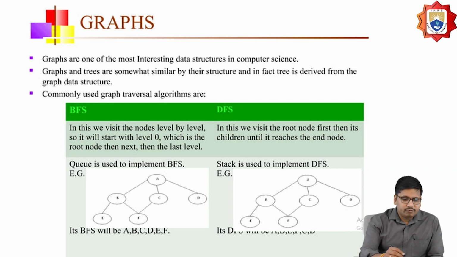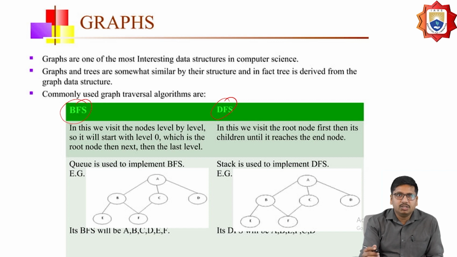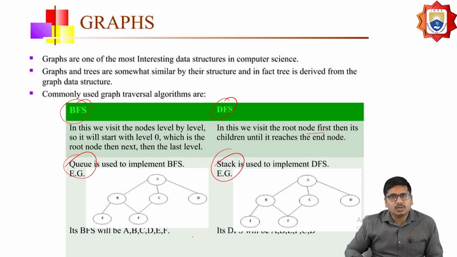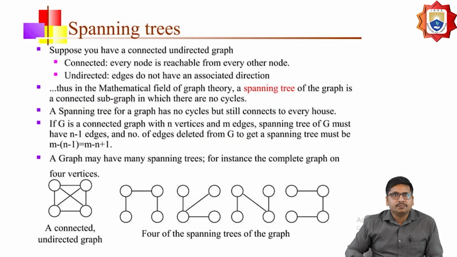There are two types of graph traversals: breadth first search and depth first search. In breadth first search, we have to visit the nodes level by level, starting at level 0, which is nothing but the root node, and then we move on to the next level. In depth first search, we visit the root node first, and from this we find the children until we reach the ending node. Breadth first search uses a queue data structure, whereas depth first search uses a stack data structure.